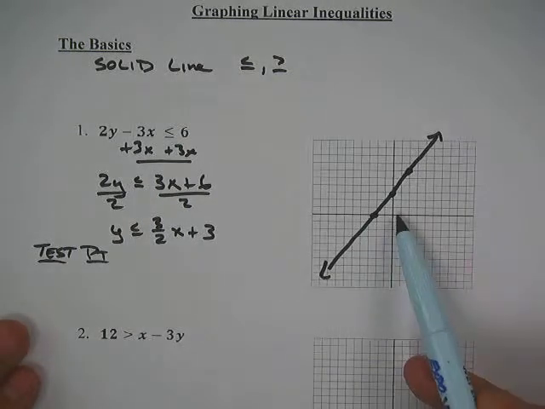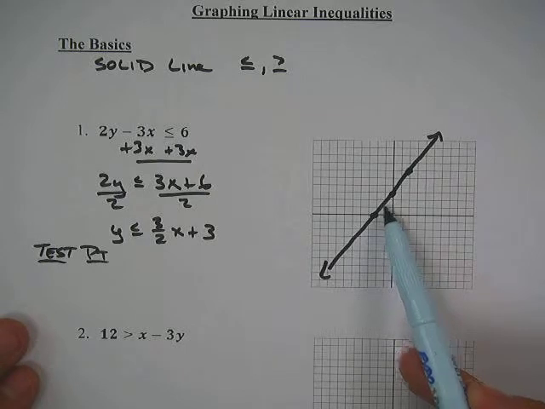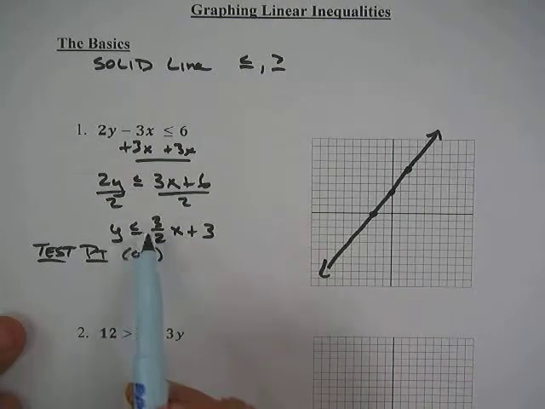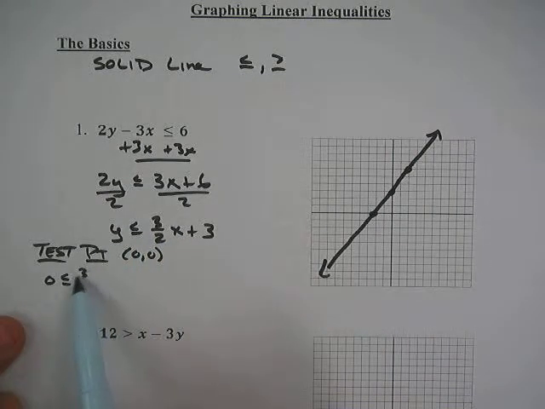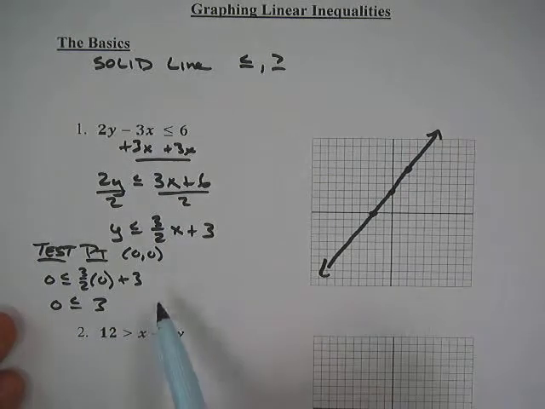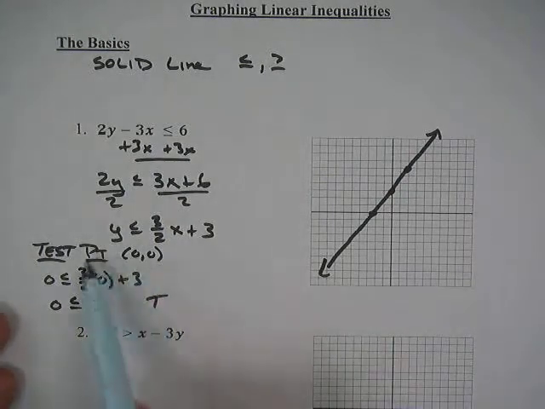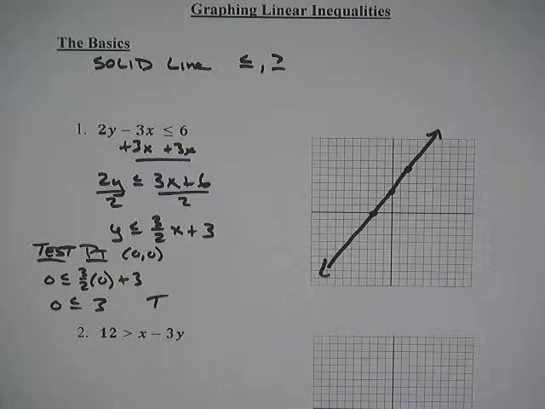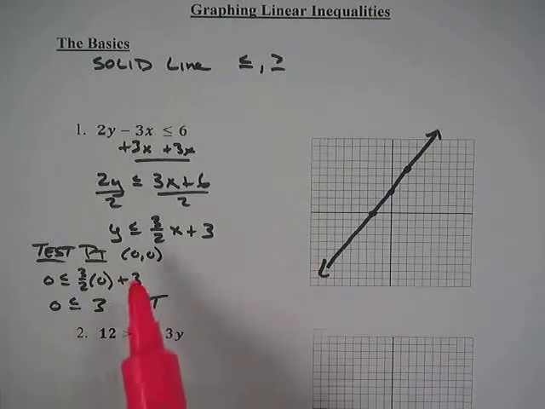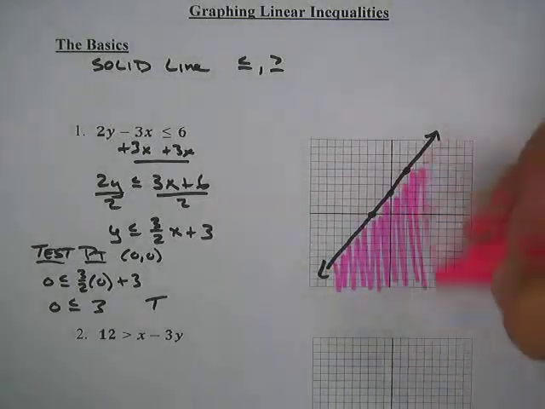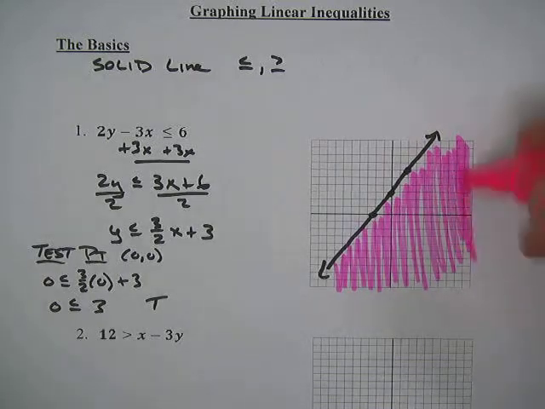So we're going to test a point on here. We're just going to pick any point we want. I'm going to pick 0, 0 because that's an easy one, and it's not on the line. So I'm going to take 0, 0 and plug it into this inequality. I get 0 is less than or equal to 3 halves times 0 plus 3. So I get 0 is less than or equal to 3, and that is a true statement. And so if a test point that I pick, when you plug it into this inequality, comes out to be true, that means you're going to shade wherever that point is. So 0, 0 is here, so we're going to shade on this side of our line.